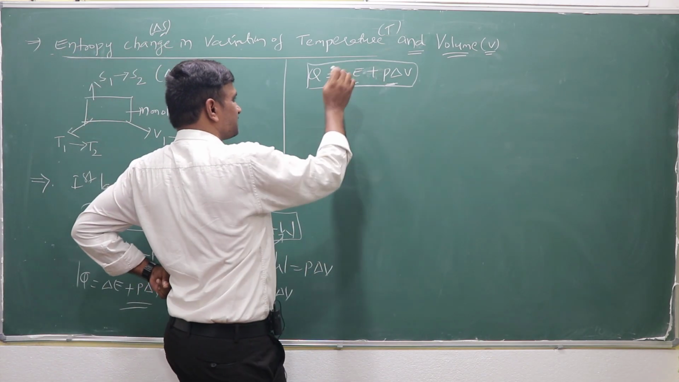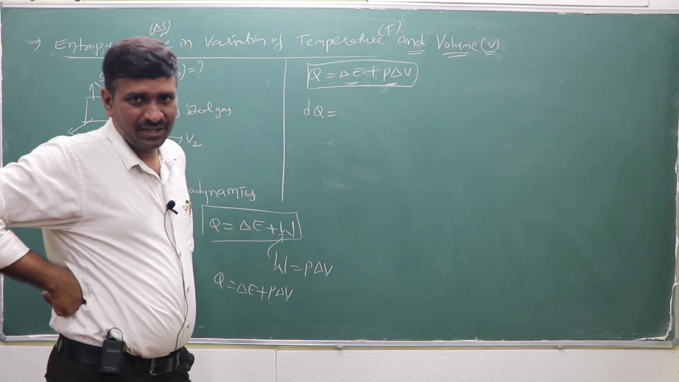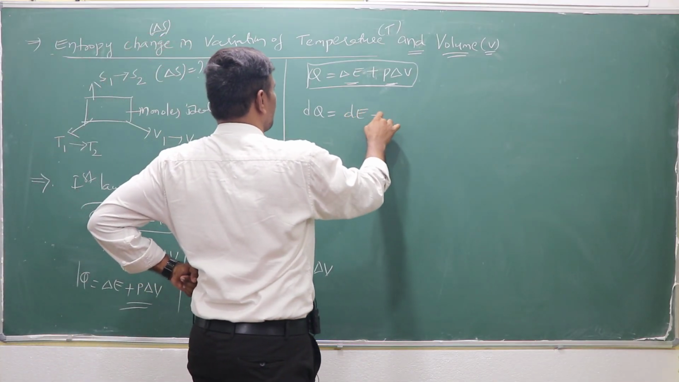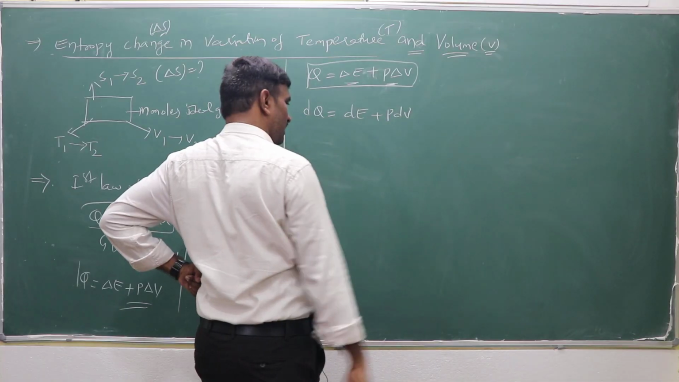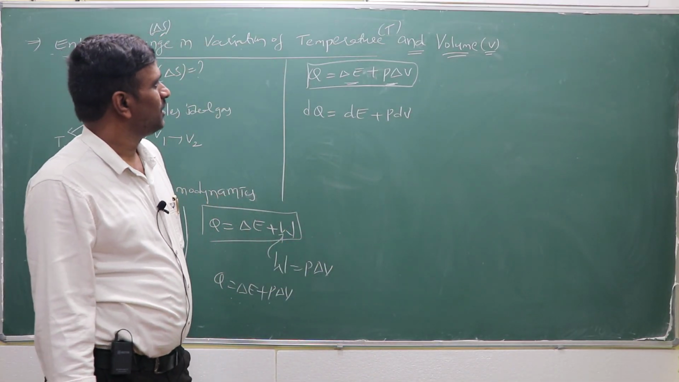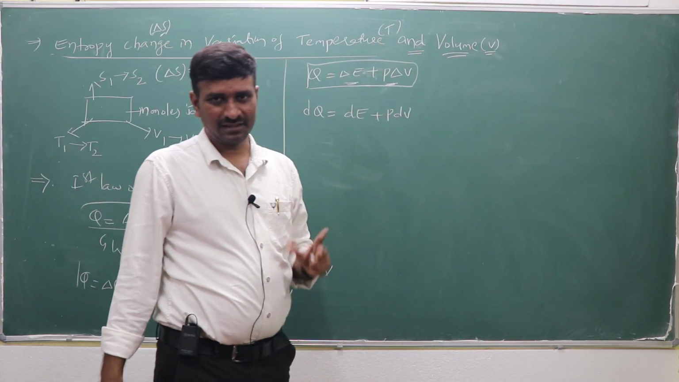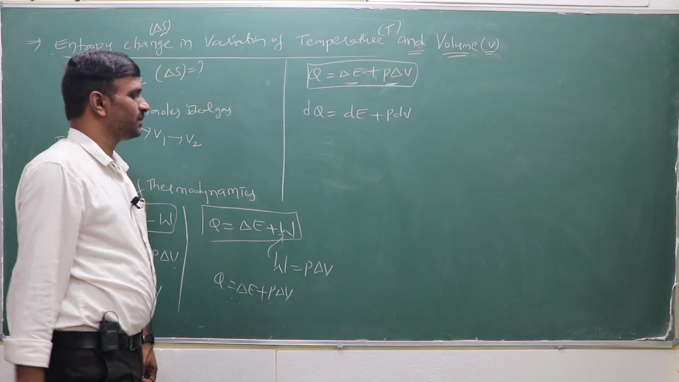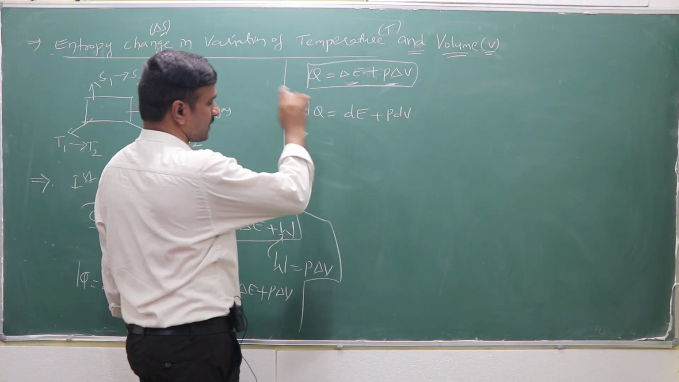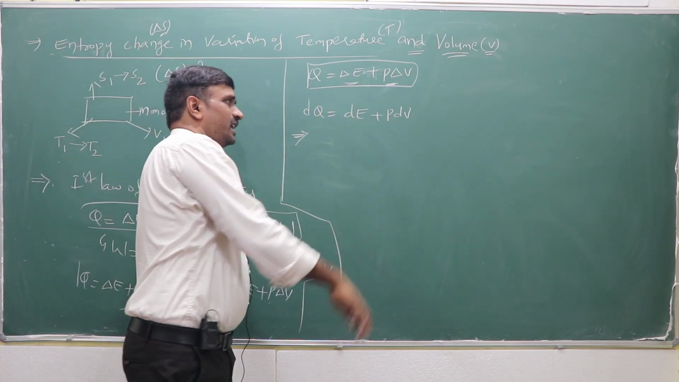Now based on this, for small changes, dQ is equal to dE plus PdV. Or for infinitely small changes, dQ is equal to dE plus PdV. Now here the temperature is changed and the volume is changed, pressure is constant, like that mentioned. So from the first law of thermodynamics, dQ is equal to dE plus PdV.